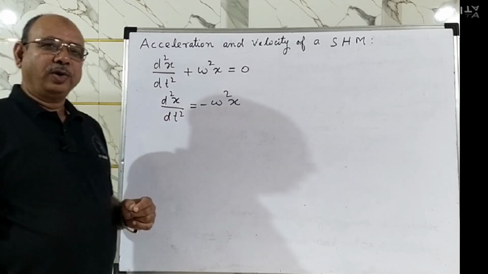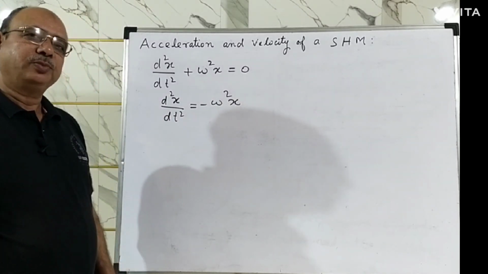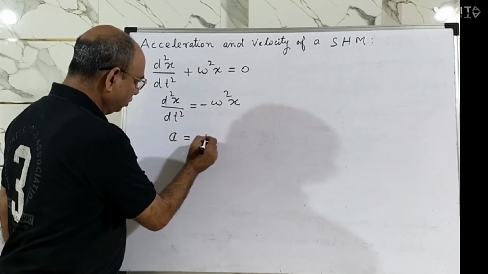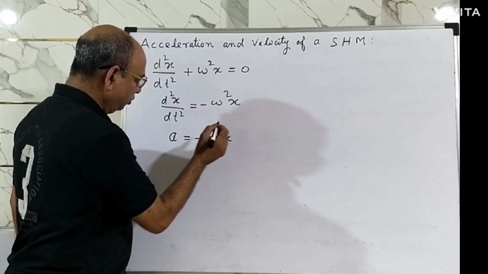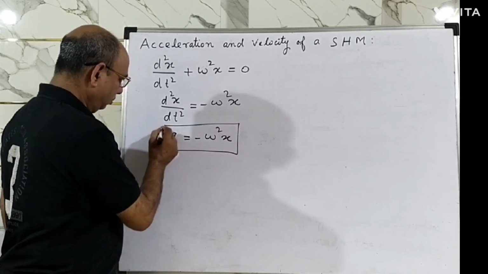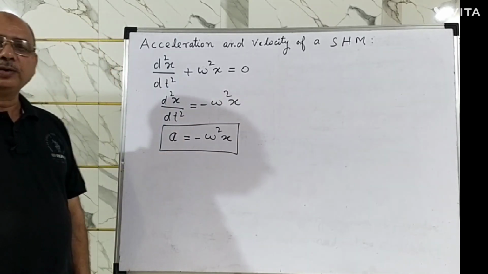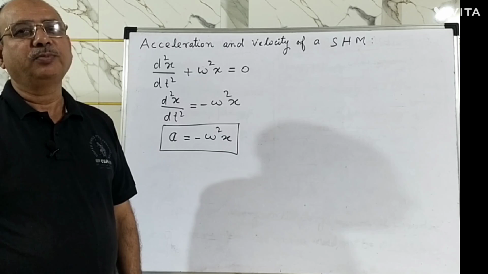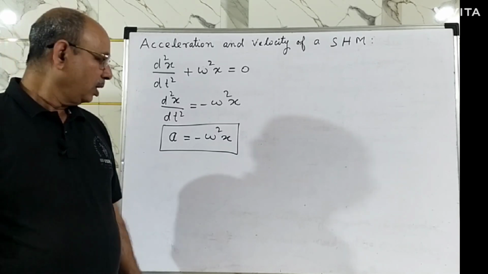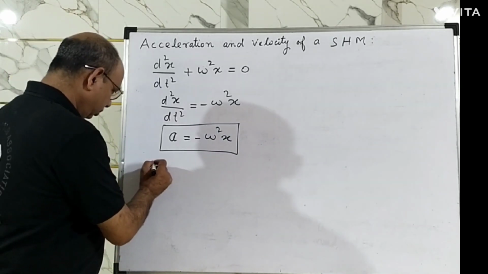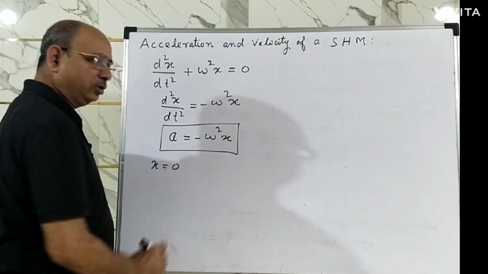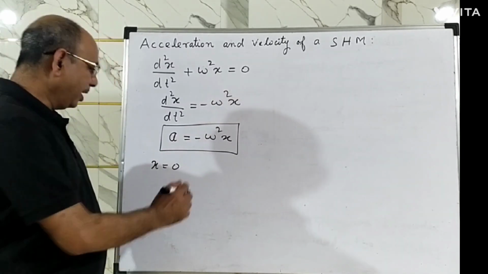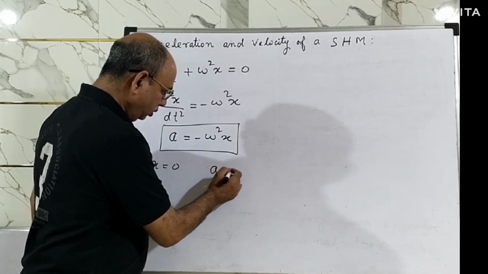d square x upon dt square, that is second derivative of the displacement, is nothing but acceleration. Acceleration A is equal to minus omega square x. This is the expression for acceleration of a body performing linear simple harmonic motion. When x is equal to 0, that means body is at the mean position, acceleration A is also 0.